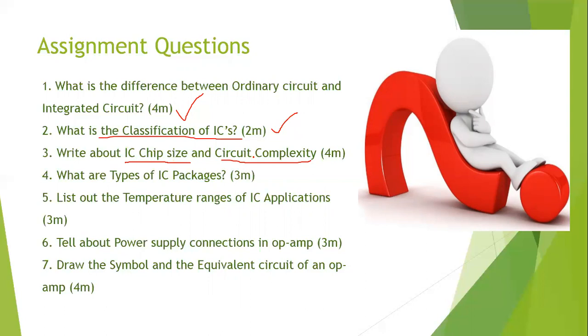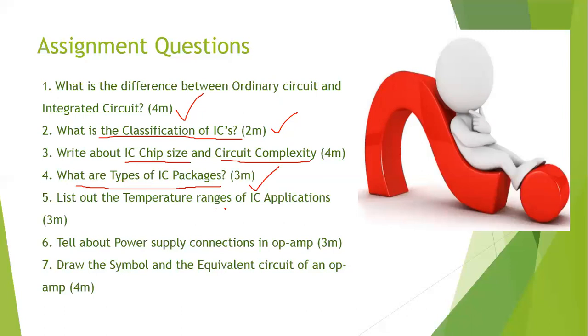How many components have to be accommodated in a single chip, and the different IC technologies, that is SSI, MSI, LSI, all these things. And what are the types of IC packages? You will be having 3 IC packages: metal can, dual inline package, and flat top package. You have to mention at what conditions you are going to use all the 3 IC types. Generally you will be using the dual inline package. If you write the answer, you will be getting 3 marks.